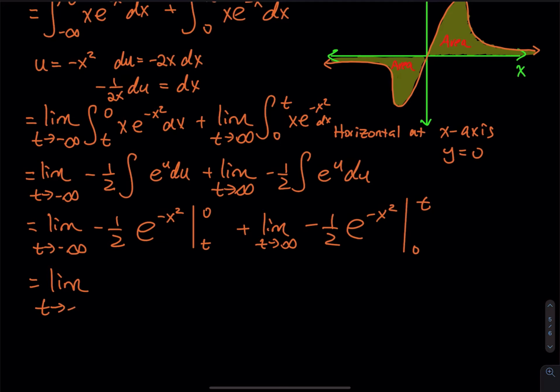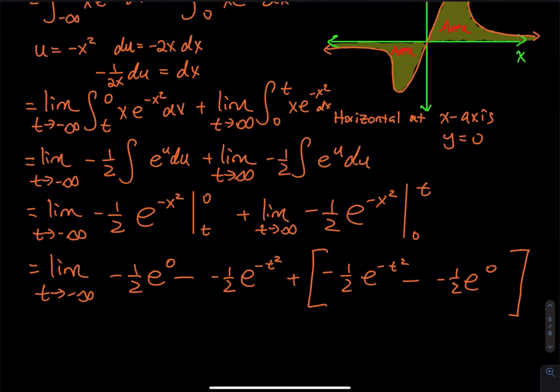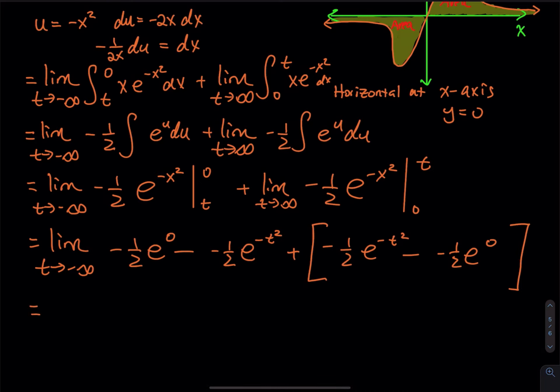T approaches negative infinity, we have negative 1/2 e to the 0 minus negative 1/2 e to the negative t squared, right? So e to the negative t squared. And then we plus, let's do the other one in square bracket. So we have negative 1/2 e to the negative t squared minus, minus negative 1/2 e to the 0 power, so e to the 0 is equal to 1. And then we have negative 1/2 times 1, minus minus, that gives me a plus.